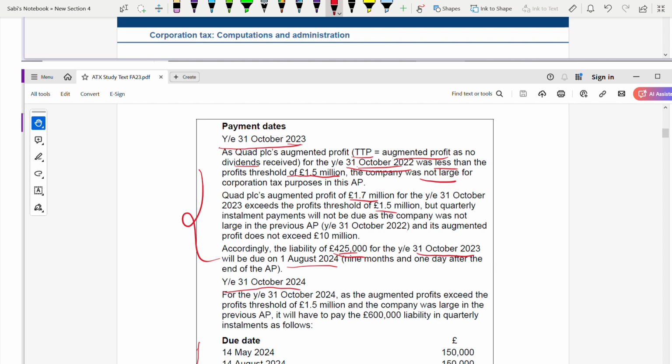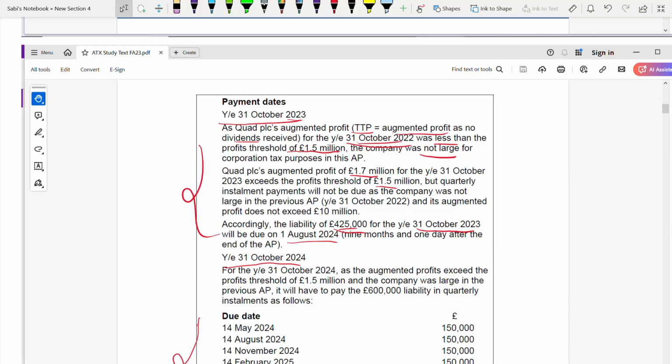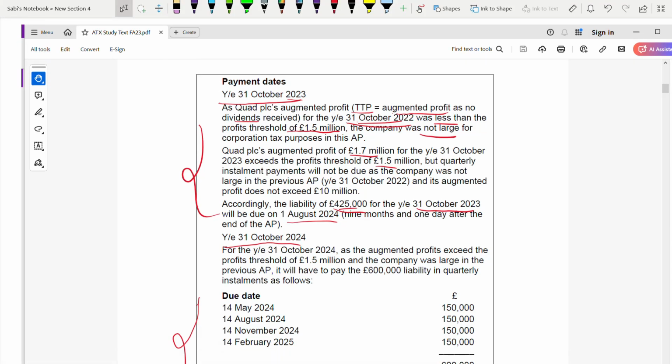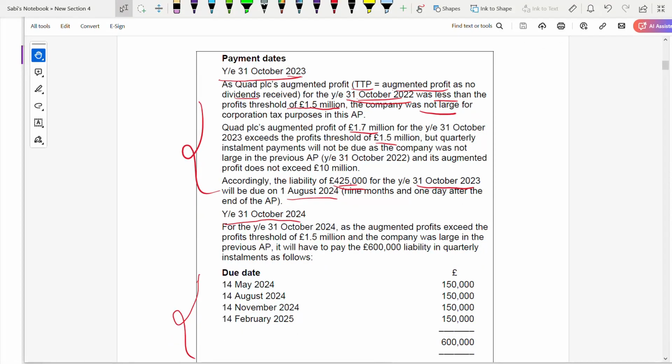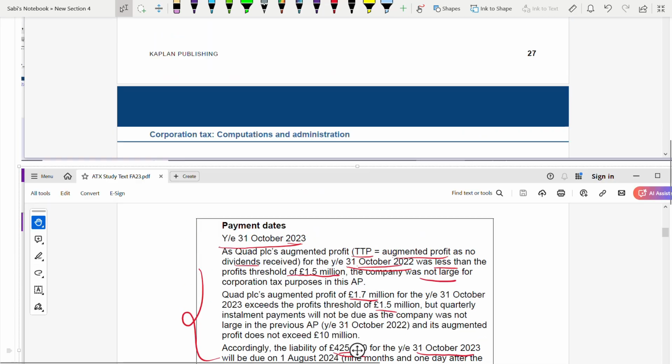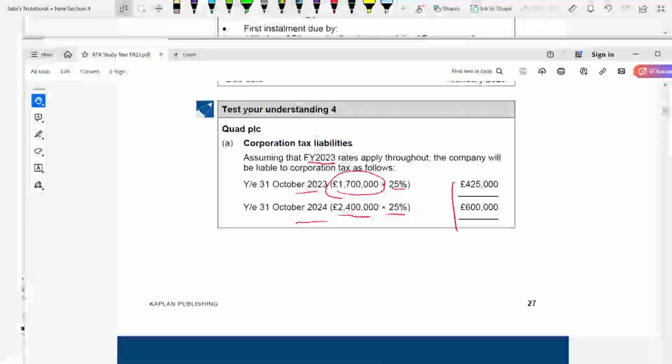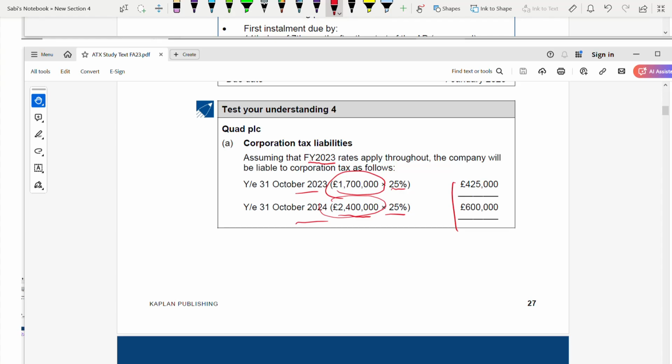Because if you take from October, November, December, January, February, March, April, May, June, July, 31st July and 1 day after 1st August 2024. Coming to the next year, here you see both the years are large. Augmented profit here exists. Previous year it was 1.7 and this year it's 2.4. So in both the years they were large.